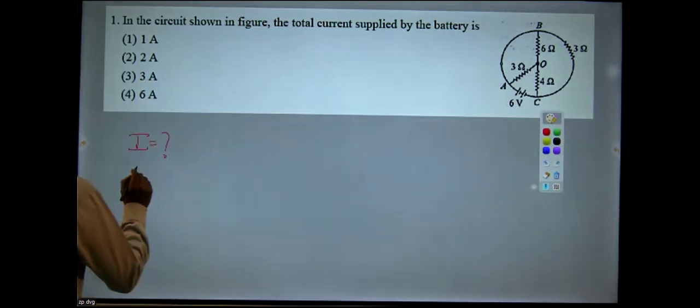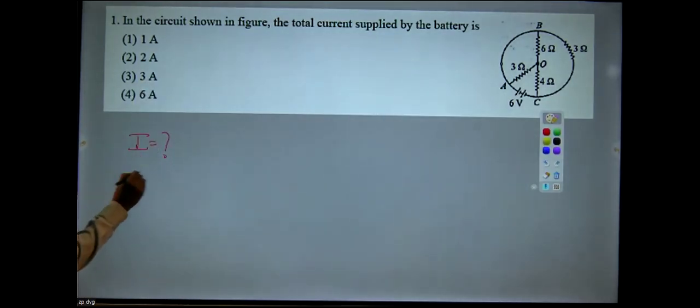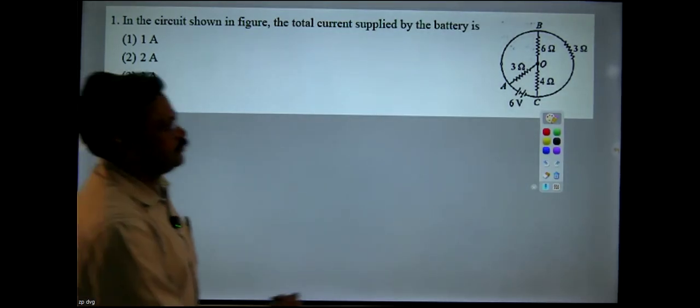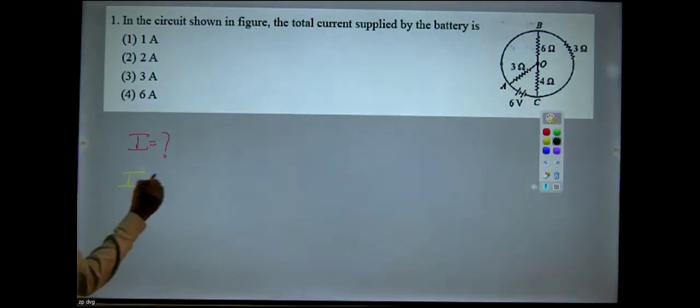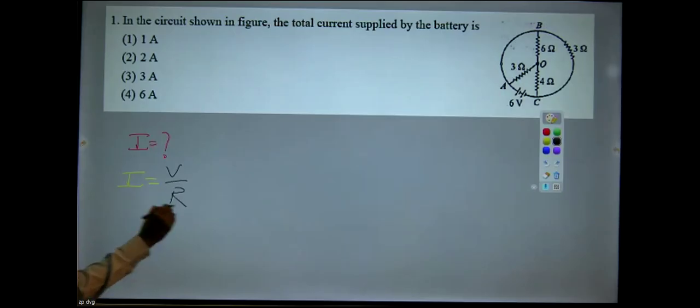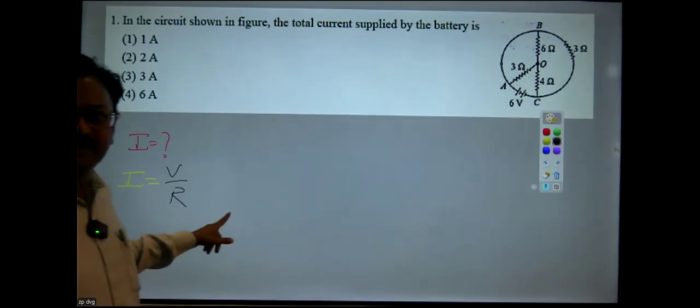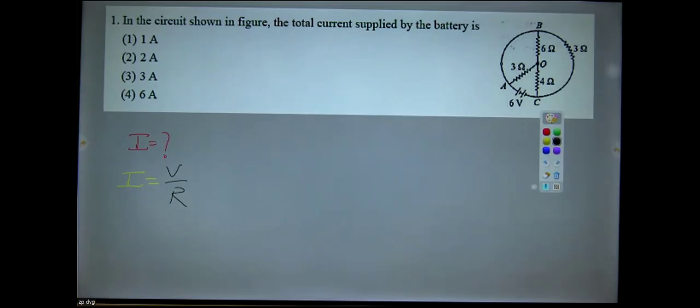Okay. So how to find out the value of current? See, current by definition, I is equal to V by R. Now V we have been given, the value of V is equal to 6 volt.